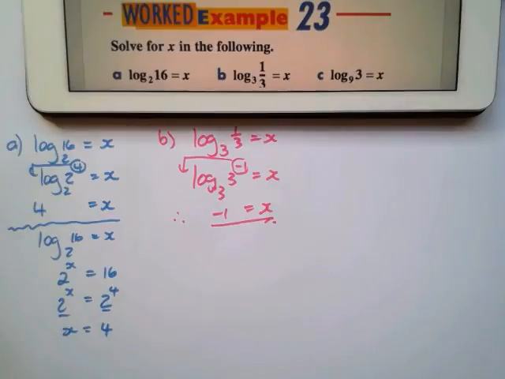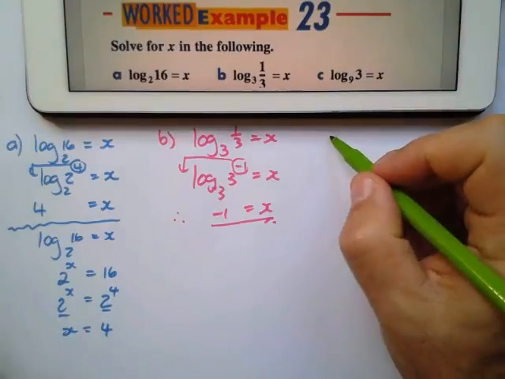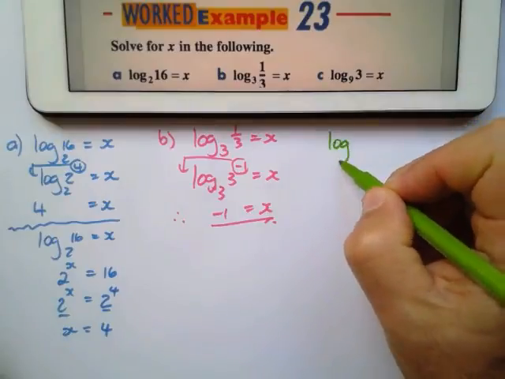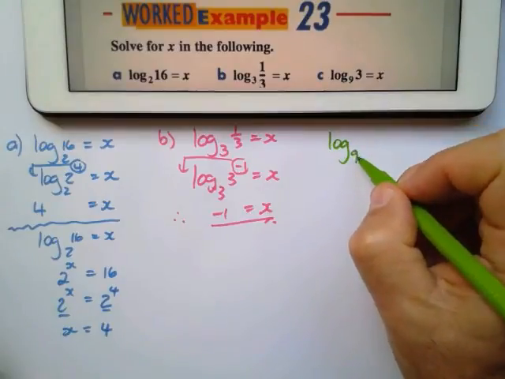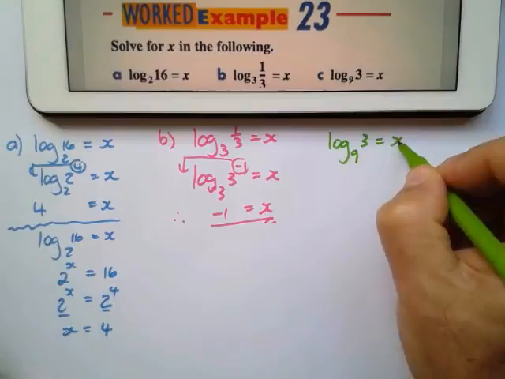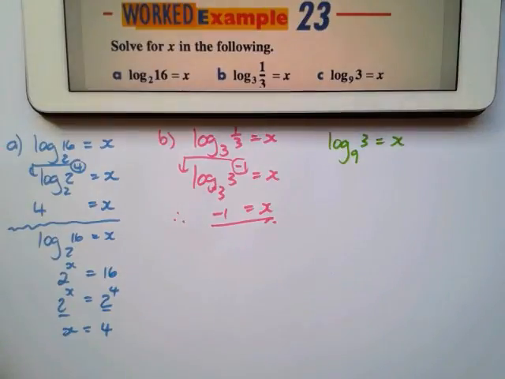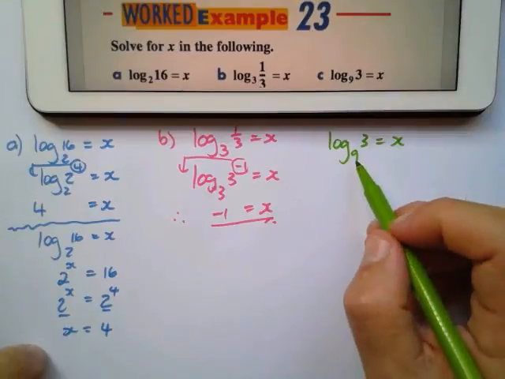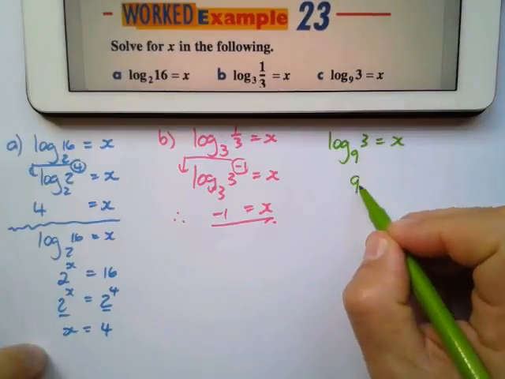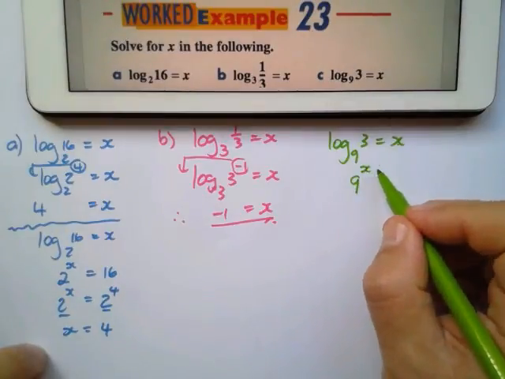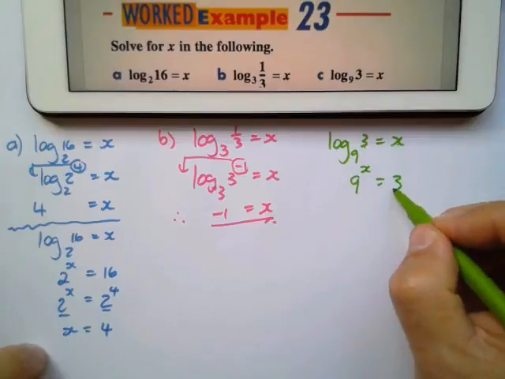Pretty straightforward. If I cannot get it the same, so I'm going to say log 9, 3 equals x. In this case, it's going to be a little bit harder to do. I can write it in exponential form. I can say my base is 9, my exponent is x, and that equals 3.